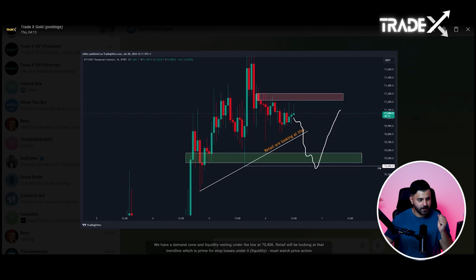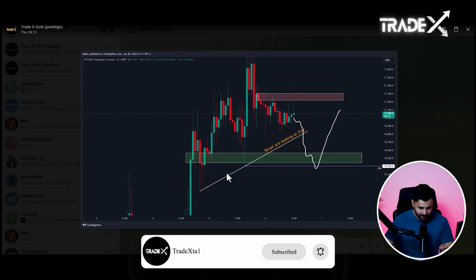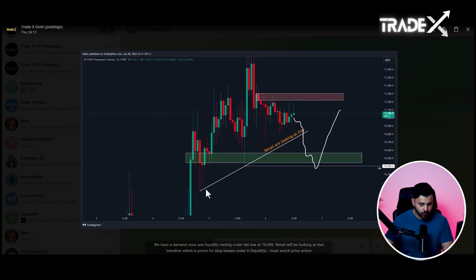Alright, so what we had here on Bitcoin is we were trading this little range, and the easiest retail pattern known to most new traders are trend lines. Trend lines are the most common retail chart patterns that every new trader ends up using.